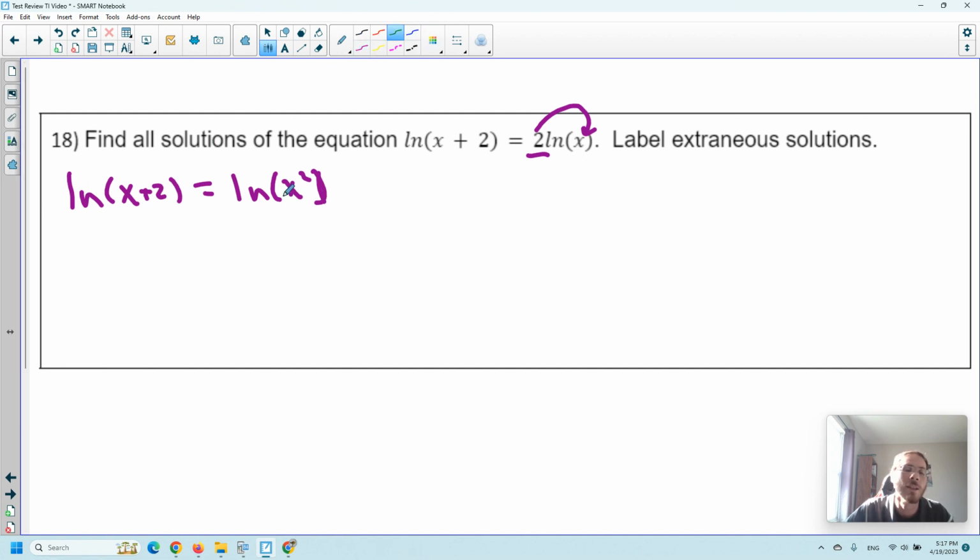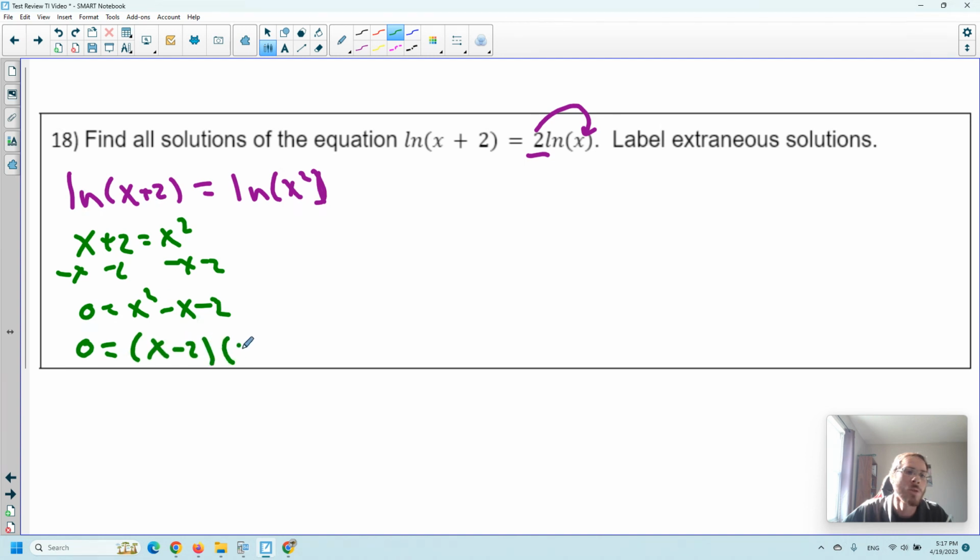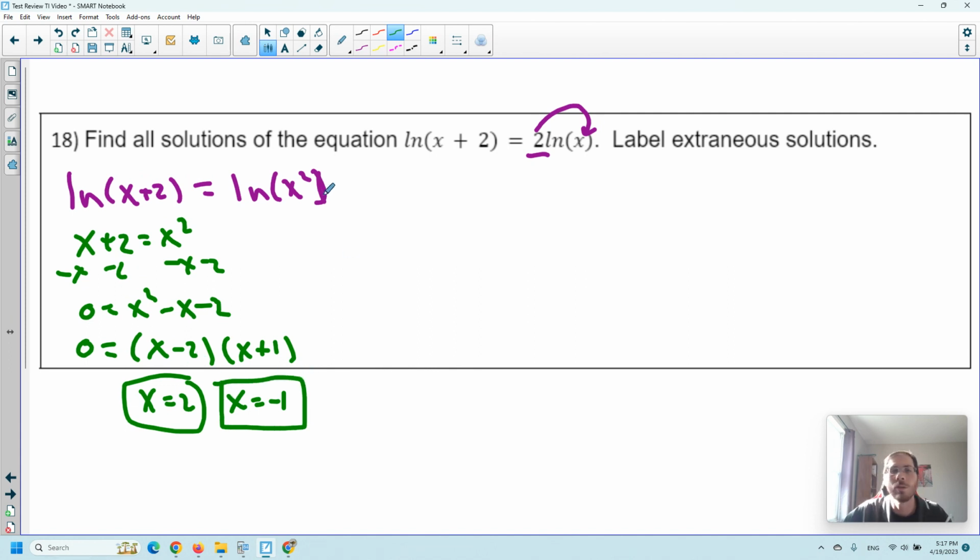Again, I can cancel out the ln's. I can do e to the power of both sides. Or by definition, x plus 2 must equal x squared. And now I see I've got a regular quadratic. So I'm going to minus x and minus 2. So 0 equals x squared minus x minus 2. I can factor it. x minus 2, x plus 1. I can solve it with the zero product property, x equals 2, x equals negative 1, and that's going to be my two answers. But, like we said, we got to double check them because now we have logarithms.